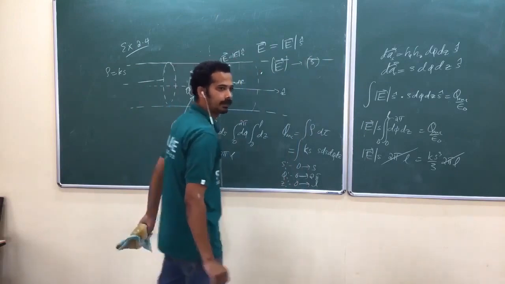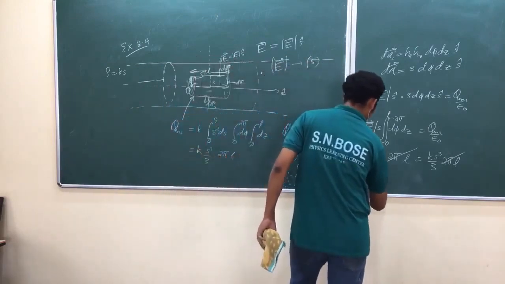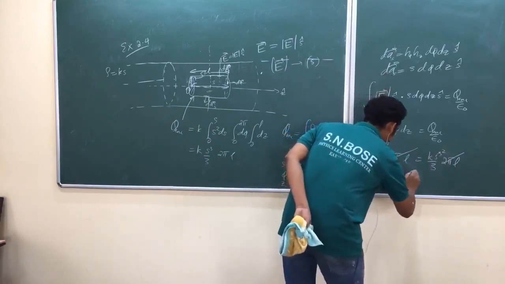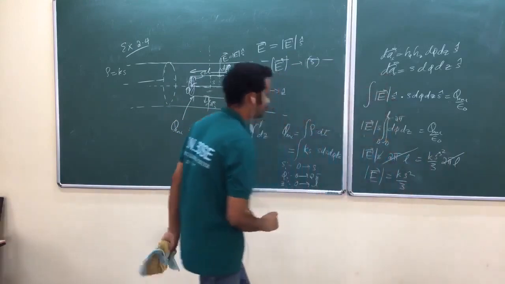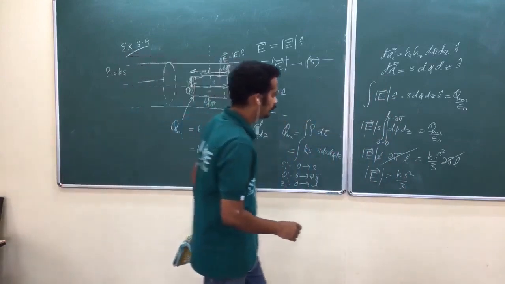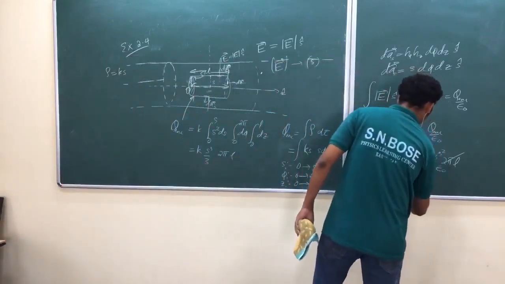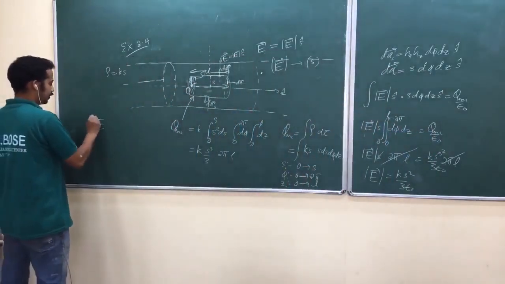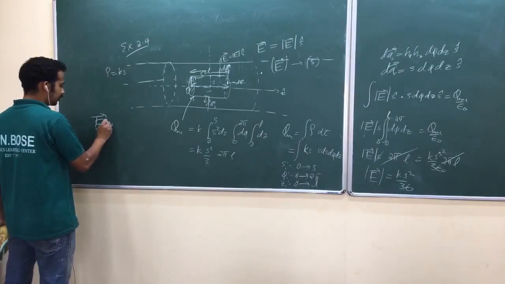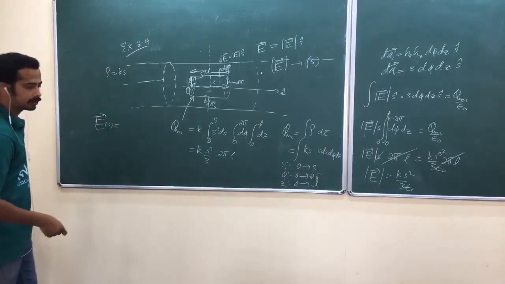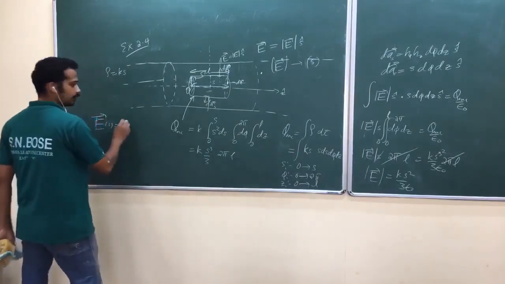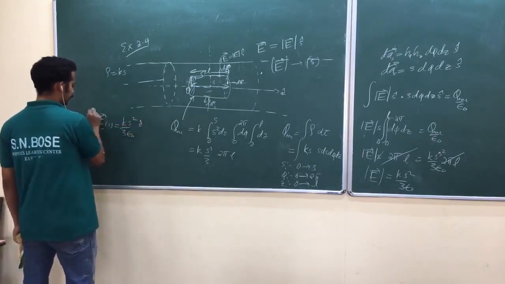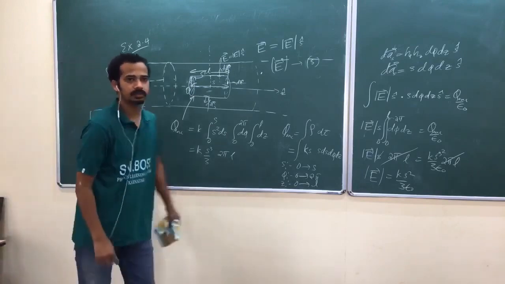Okay? Electric field is equal to K S square by 3 epsilon naught. I left epsilon naught. So at the end, electric field at a distance S inside the long cylinder is K S square by 3 epsilon naught. You already know what is the direction. That's the answer.